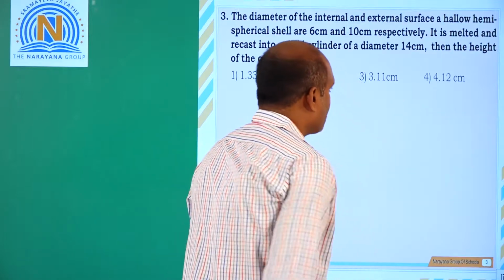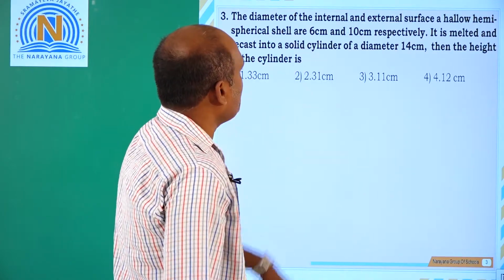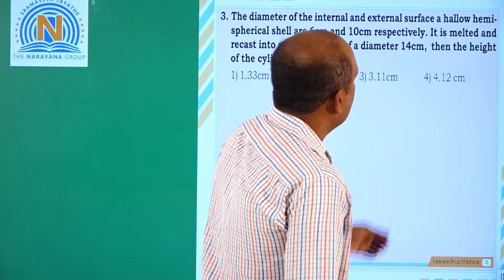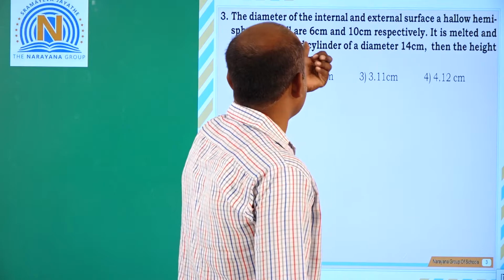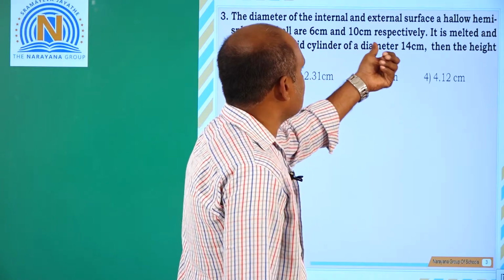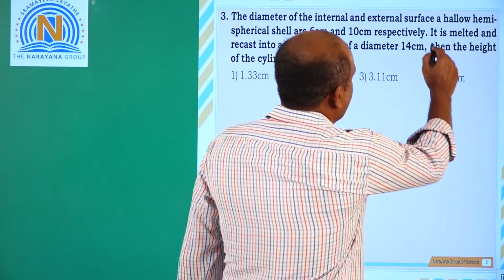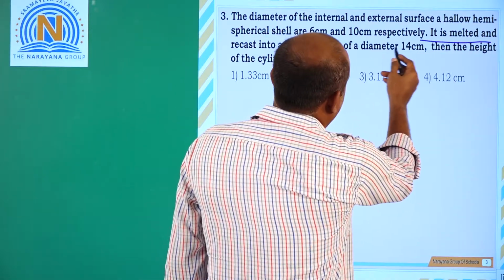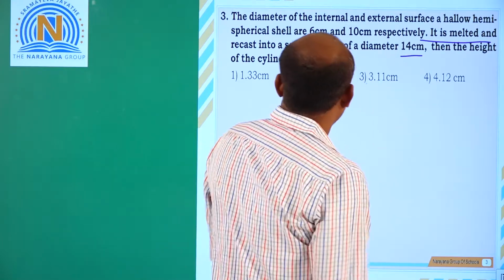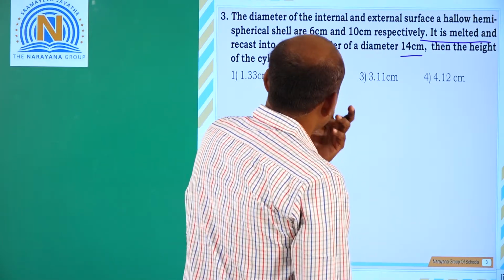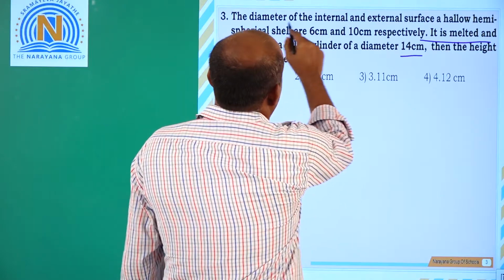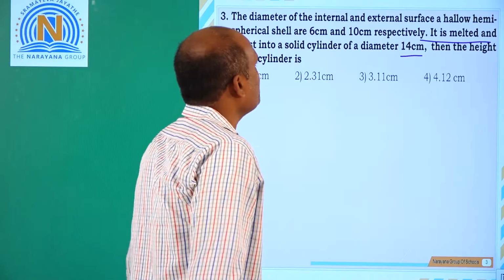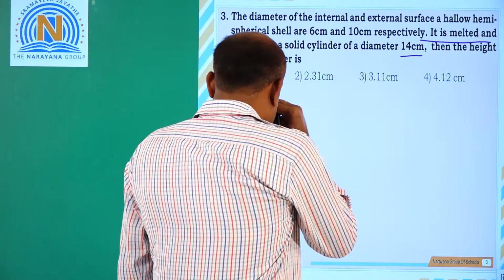Now coming to the next one. The diameters of the internal and external surfaces of a hollow hemispherical shell are 6 centimeters and 10 centimeters respectively. It is melted and recast into a solid cylinder of diameter 14 centimeters. Then the height of the cylinder is. The diameters of the internal and external surfaces of a hollow hemisphere.